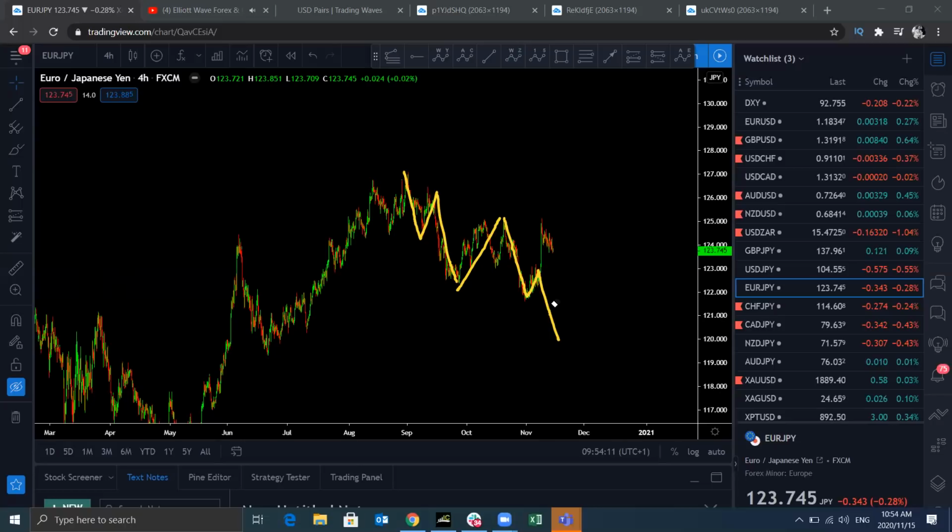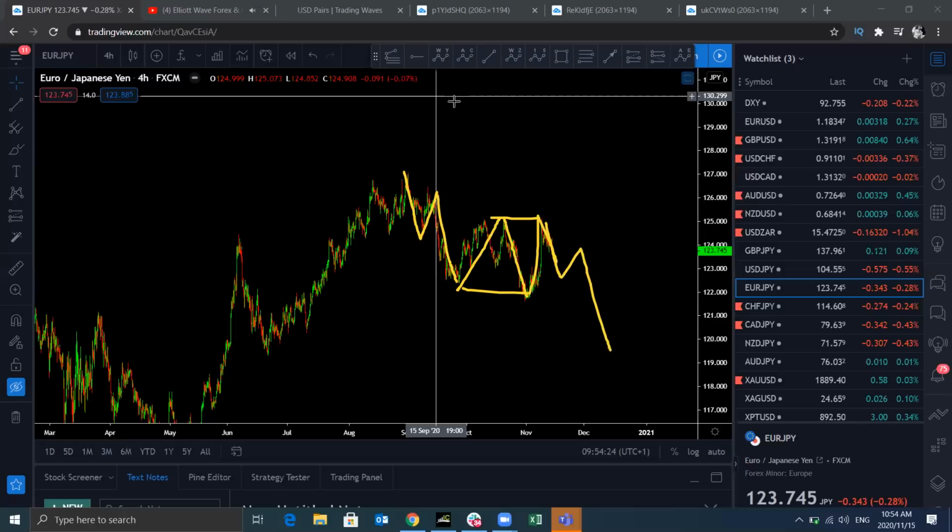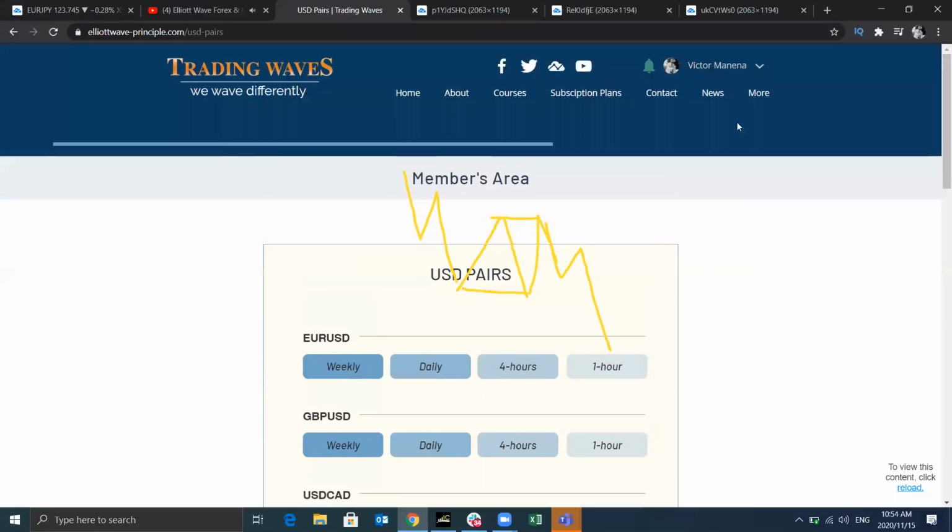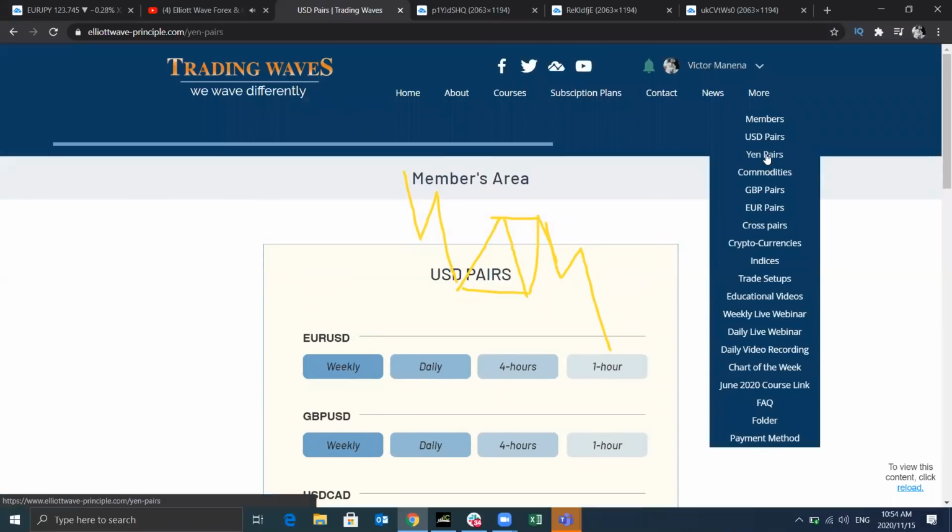The structure now will be this. I'll show you now the structure, what the expectation was on the site. So we were expecting this one to continue to the downside, but it has now made this move. So if it has made this move, what is the expectation? The expectation is that this is a flat and it's going to continue to the downside like that. So if you look at the structure on the yen pairs here, let's look at the yen pairs.